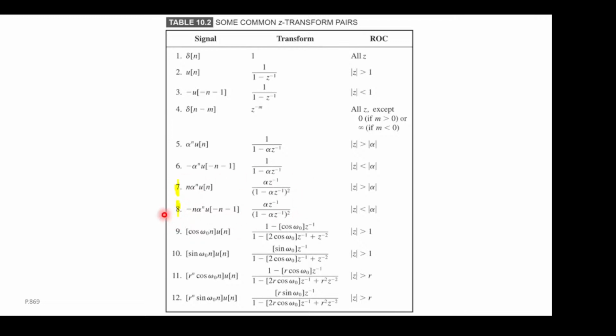So if you have multiple roots of z minus 1 in your rational function, then we don't quite know how to do it. But if it's only second order, then you can try to fit it into this form.